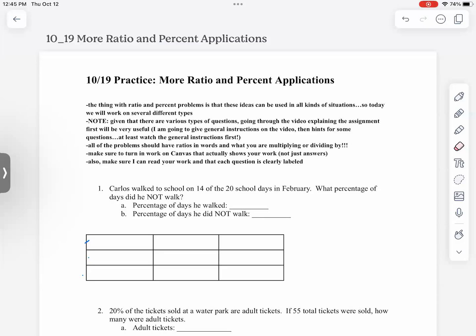All right, so we're at the 1019 practice. We're ready to go over it.